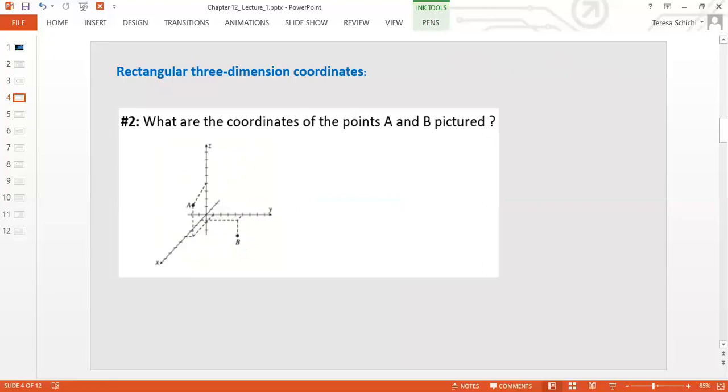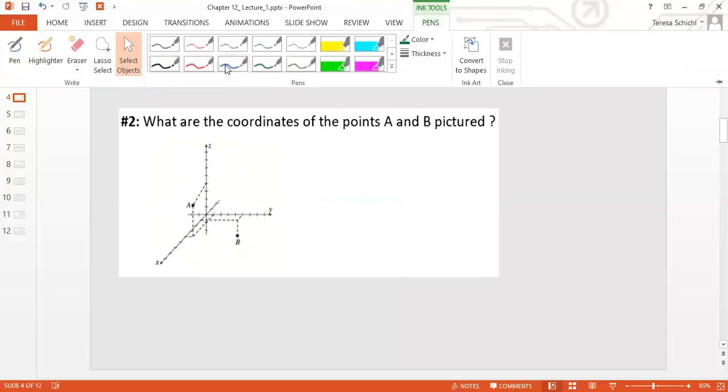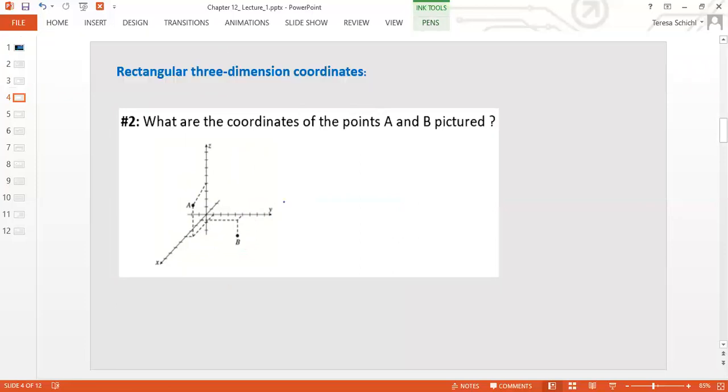Now let's look at the next one. Here I give you the points and ask what A is. Let's look at this graph. For A, you start with the x-axis, which is 1, 2, 3, 4 here. Then you draw a parallel line to y. So for point A, the x coordinate is 4. Then what is y?